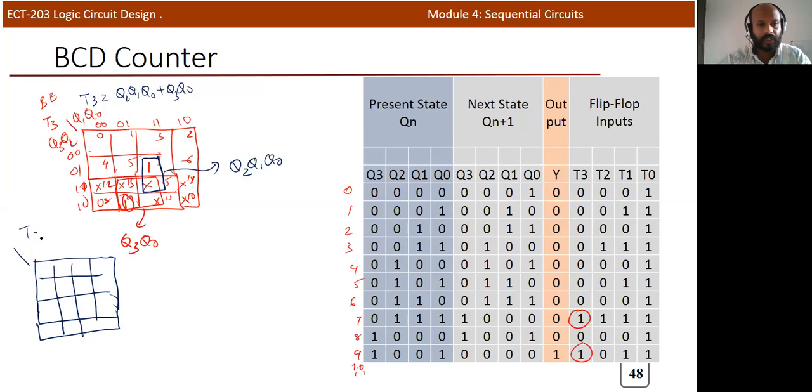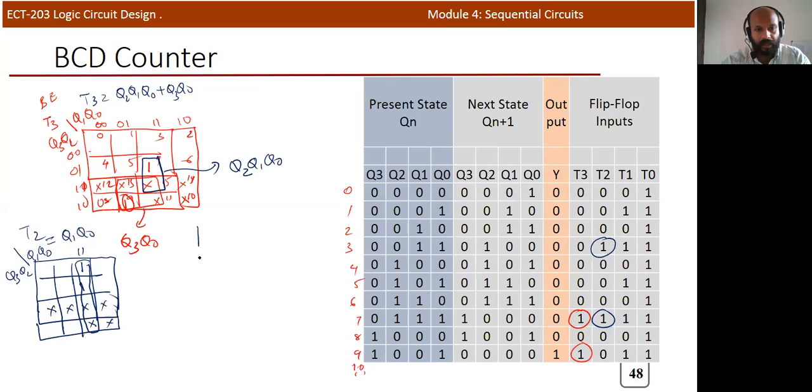Okay, now we can design for T2. If you consider T2, it is equal to 1 again in two cases, 3 and 7. So this is 3 and 7 here. These values are don't care conditions, from 10 to 15 is don't care condition. So we can make a group of 4 here. If it is a group of 4, T2 can be written as, here it is Q3, Q2, Q1, Q0. So it is 1, 1. So you can write T2 is equal to Q1 Q0.